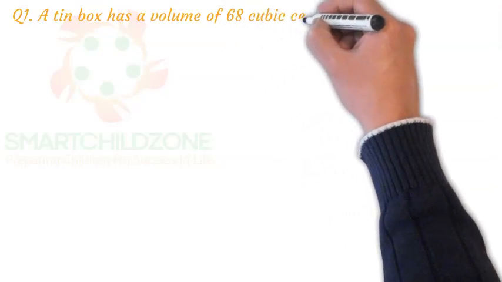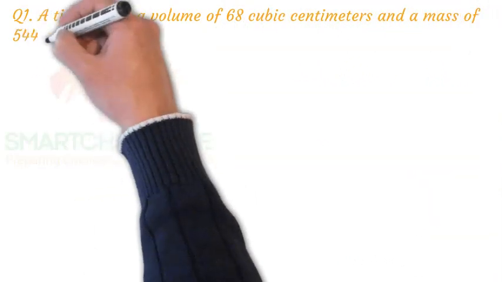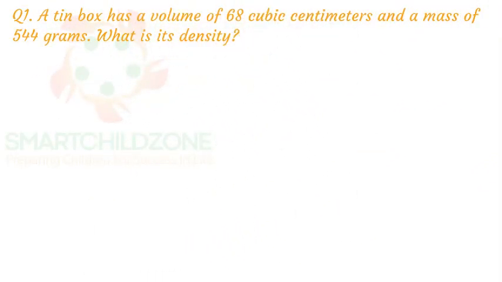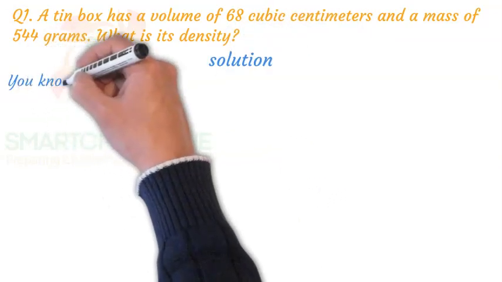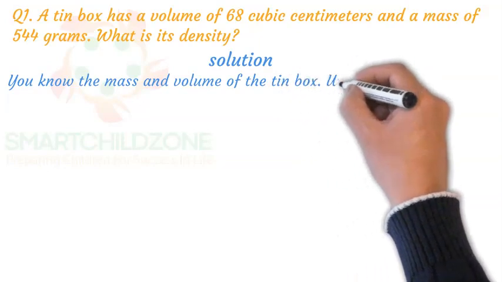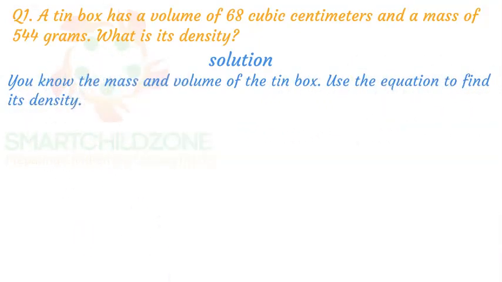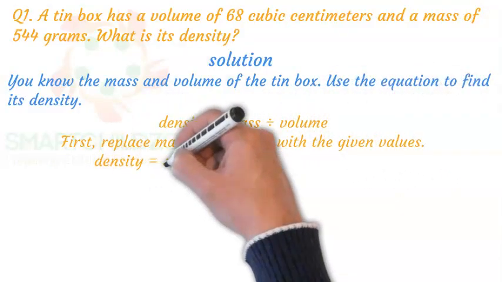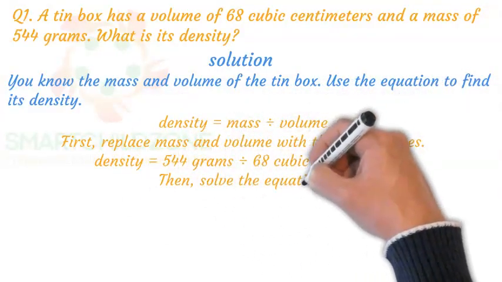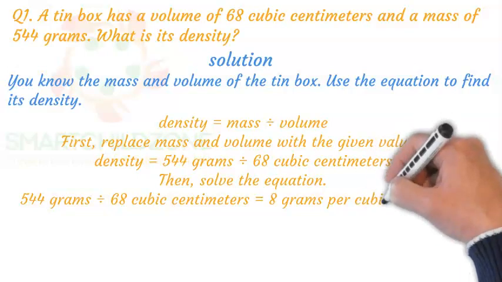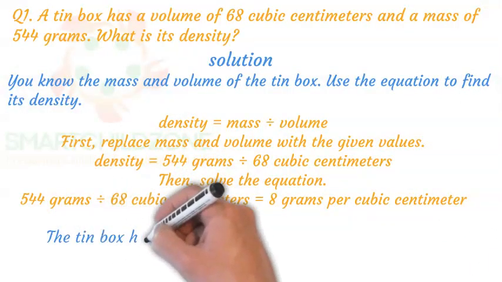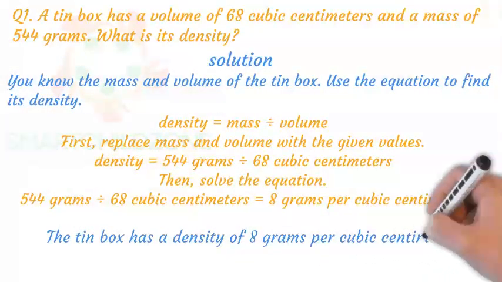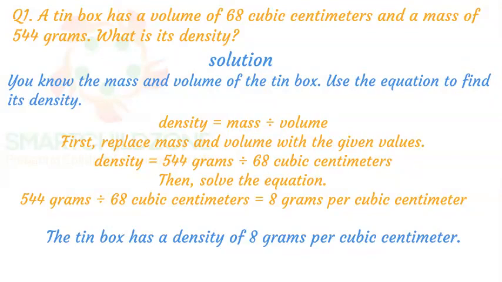A tin box has a volume of 68 cubic cm and a mass of 544 grams. What is its density? You know the mass and volume of the tin box. Use the equation to find its density. The tin box has a density of 8 grams per cubic centimeter.